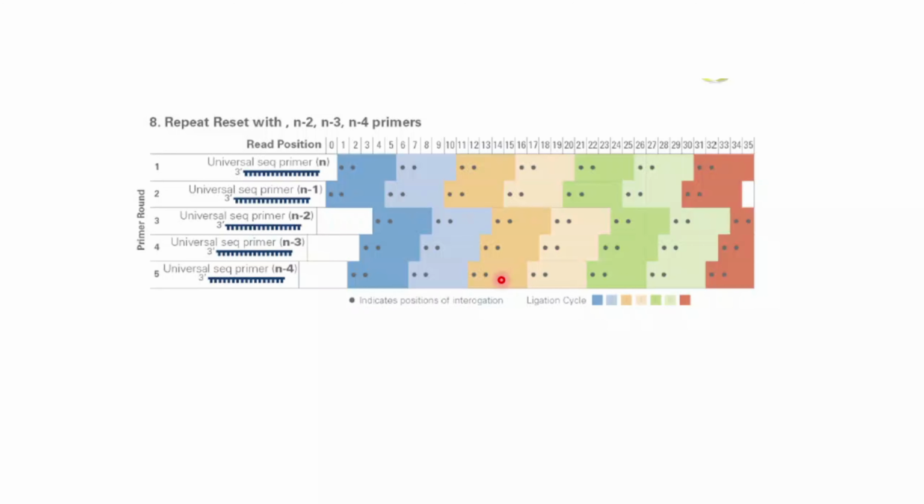So does that decrease the false positive rate? Yes, of course it does. I have a slide on that in a second.